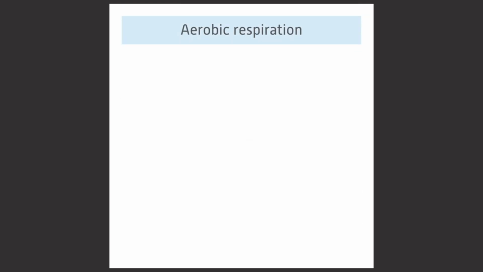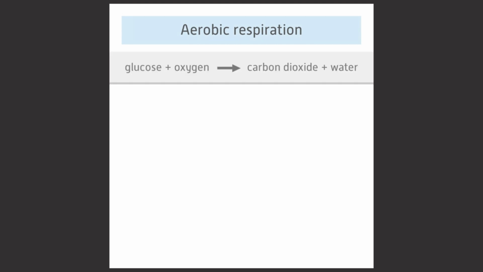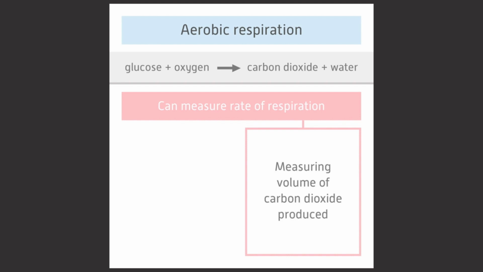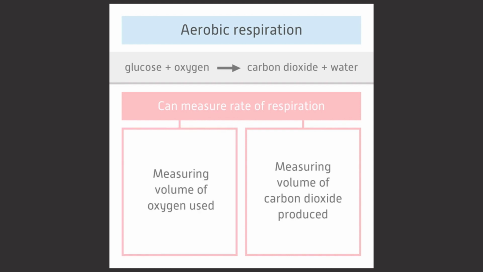The word equation for aerobic respiration is glucose plus oxygen forms carbon dioxide and water. You can measure the rate of respiration carried out by living organisms by either measuring the volume of carbon dioxide produced or measuring the volume of oxygen used.